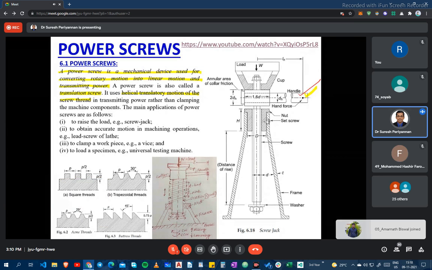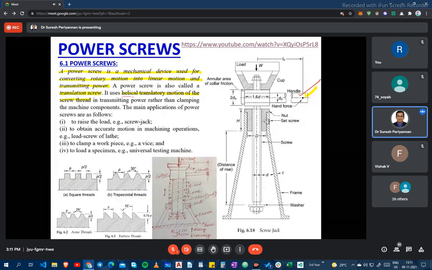We use this kind of helical translatory motion of the screw thread for transmitting the power rather than clamping the machine components. Okay, now what are the main advantages? As I told you, to raise or lower a load, for example a screw jack, right? And to obtain accurate motion in machining operations, we use the lead screw of the lathe. You might have studied the lathe machine working principle.